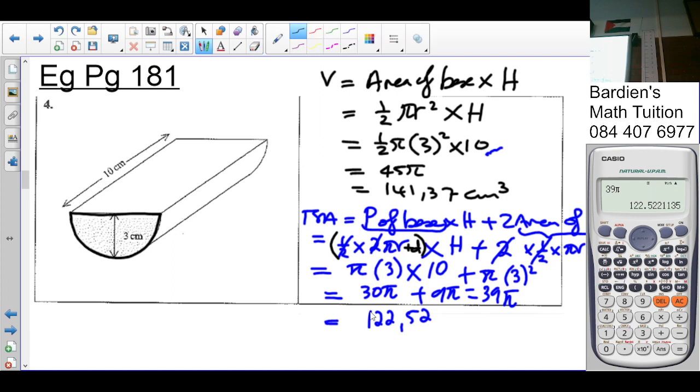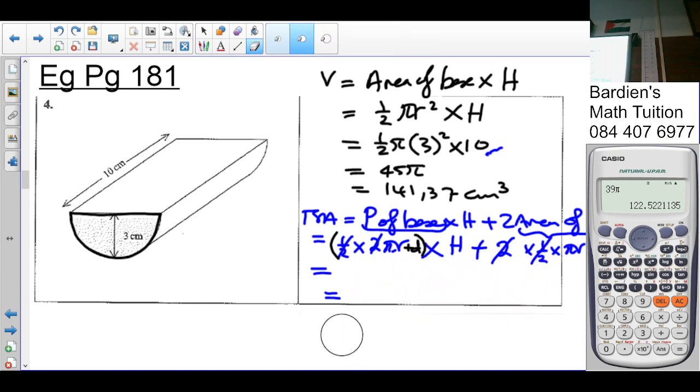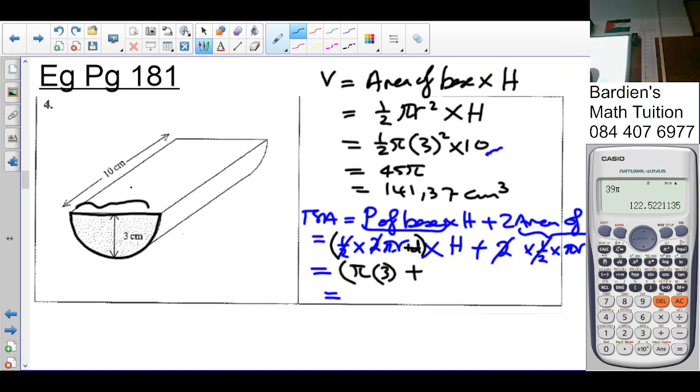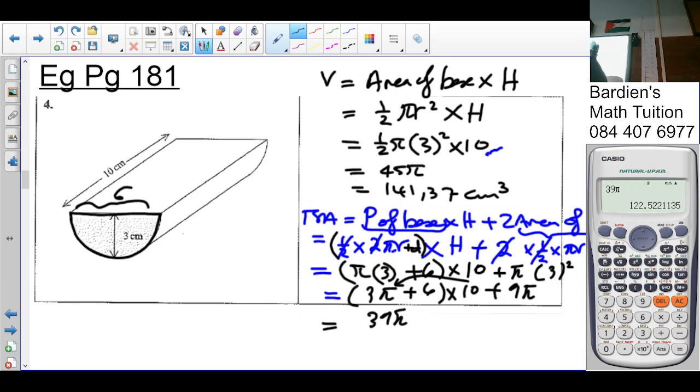So this will simply be 3 pi r. Let's put this here. So this is going to be, that cancels, so it's pi times 3 plus d, which is, what is this length from there to there? 6. Can you see that, people? It's going to be 6 times the height, which is 10, plus pi, the radius is 3 squared. So that's going to give you 3 pi plus 6 times 10 plus 9 pi. It will be 30 pi, so 39 pi plus 60.